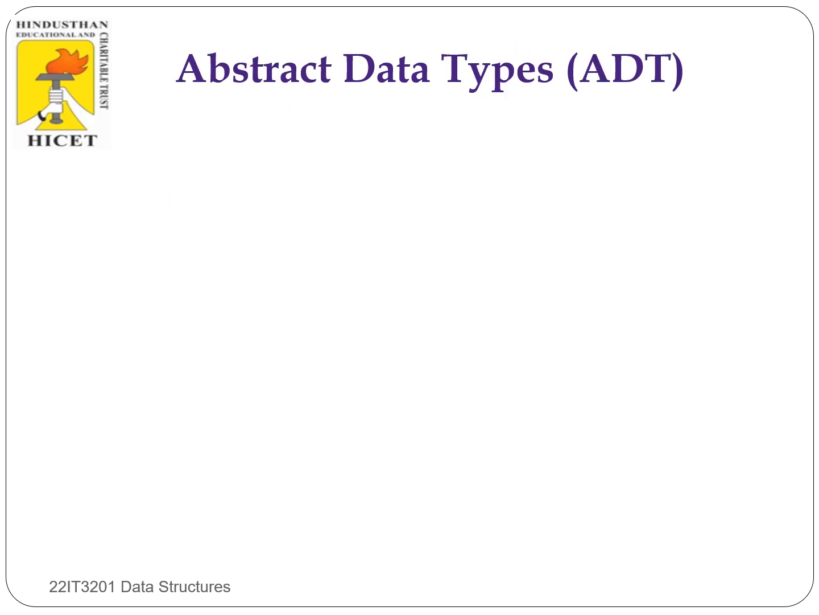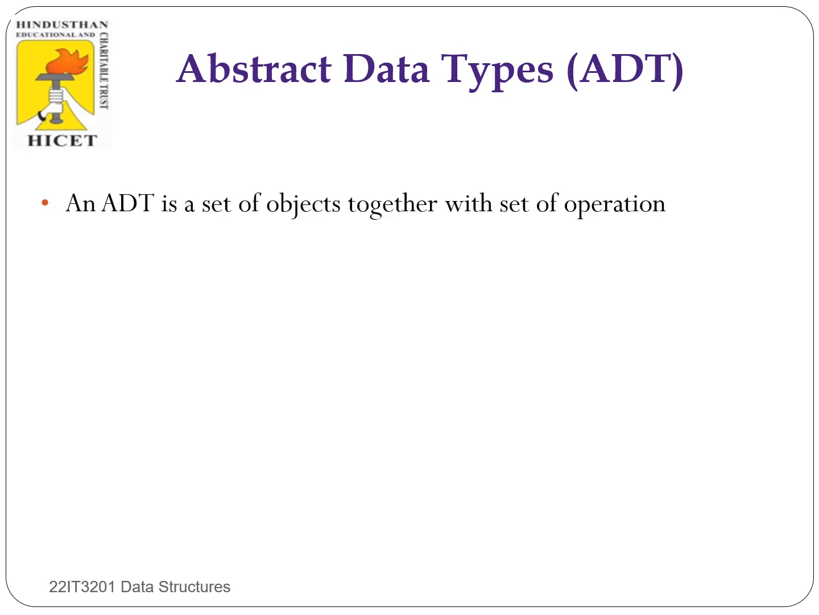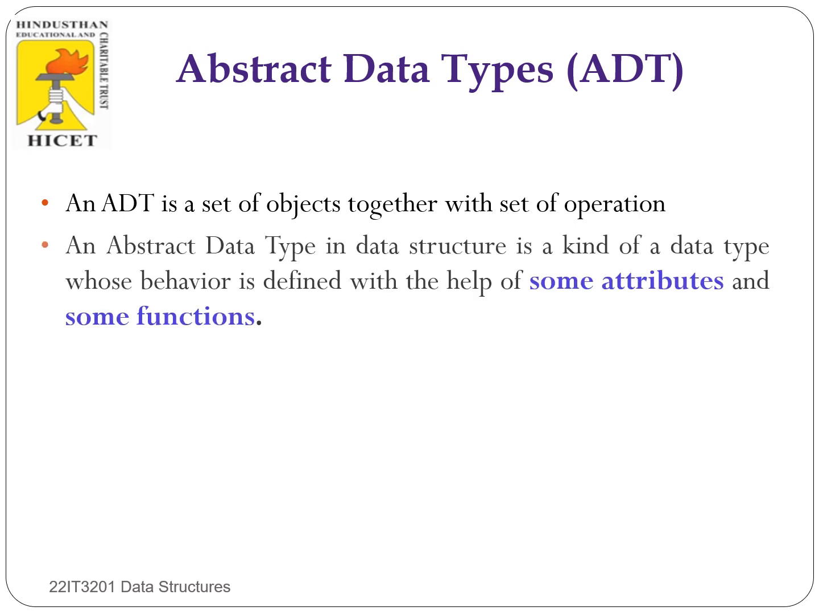Abstract data types. All data structures can be represented as an abstract data type. So let us understand what an abstract data type is. ADT is a set of objects together with a set of operations, which means that an abstract data type in data structure is a kind of data type whose behavior is defined with the help of some attributes and some functions. For example, if we take a stack, we have how insertion and deletion has to be performed and what are all the elements that have to be stored in a stack. So the behavior of that stack is being determined with the help of some attributes and some functions.